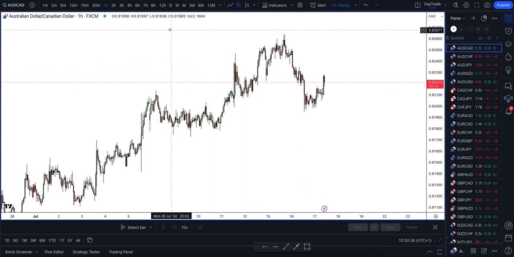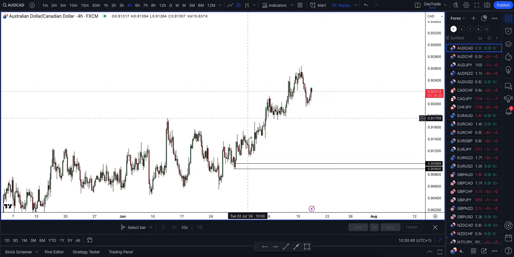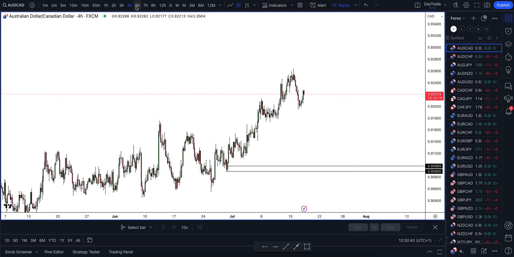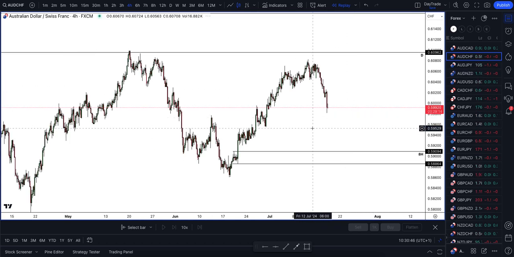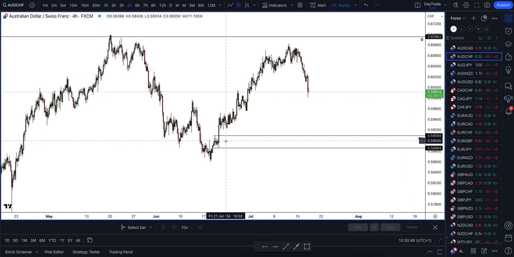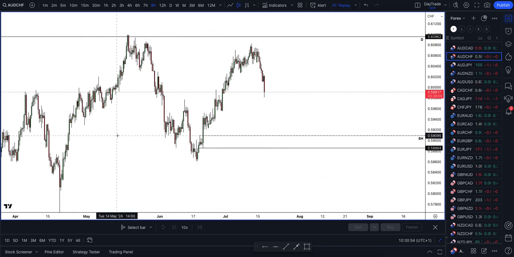Aussie CAD not really showing us any zones at all at the moment. It's been a pretty grindy movement, so nothing that we're really interested in. Aussie Swiss very similar. Only zone we've got below is this 8 hour zone, so we'll just double check if that's still valid, as I do make mistakes when I go through these sometimes.